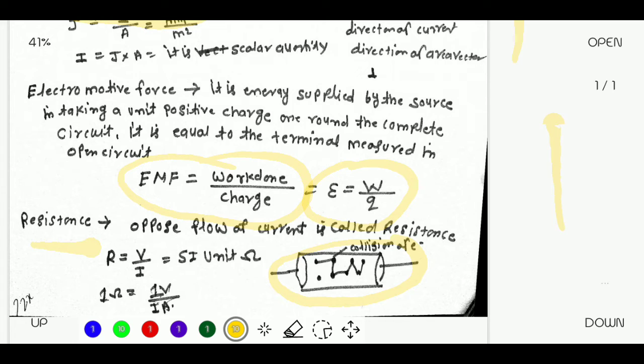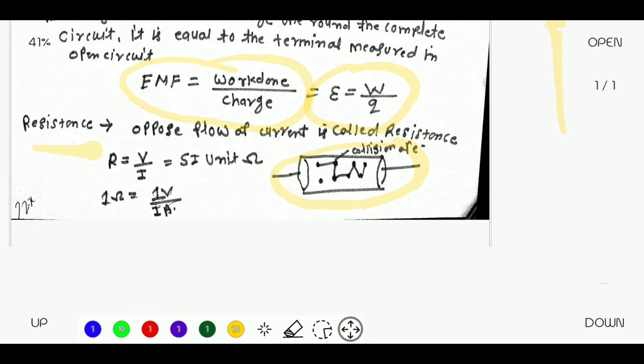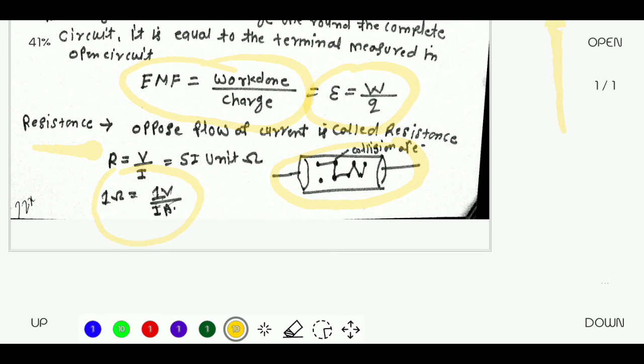In other words, the opposition to the current is called resistance. The resistance R is equal to V upon I. This is the basic formula, where R is the resistance, V is the voltage, and I is the current. Define 1 ohm: when 1 ampere flows on applying 1 volt in the circuit, the resistance is called 1 ohm. This is the formula for 1 ohm.